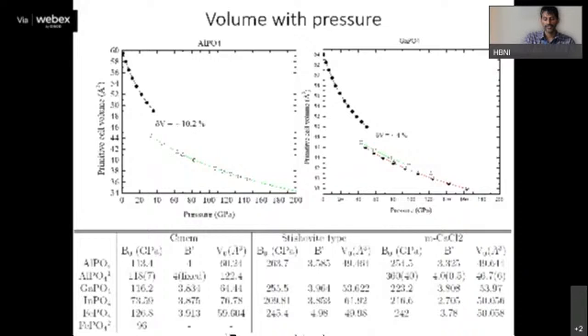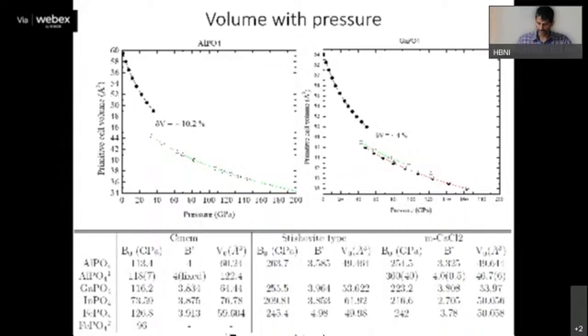Like here you see that this is the ambient structure, and this is the equation of state in the ambient structure. At this pressure, the new structure has a lower energy, so this is the equation of state, or pressure volume, in the next stable phase.